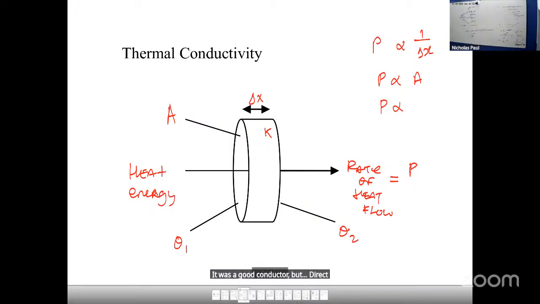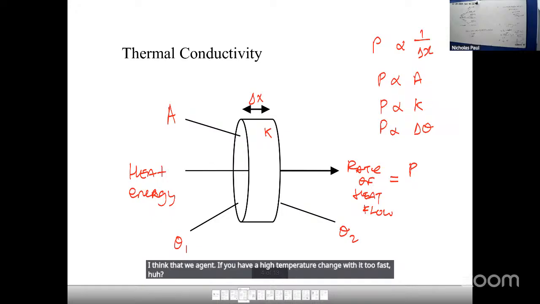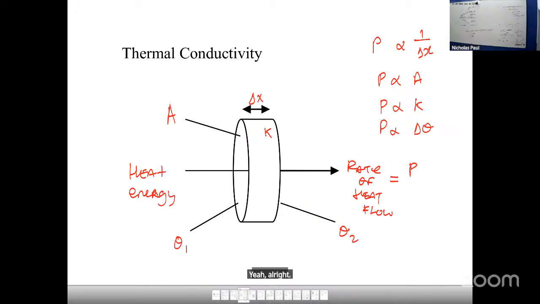Directly? Okay. What do you think about the temperature change, Emma? How do you think they're related? If you have a high temperature change, will it go faster? Yeah? All right. So directly. Anything we left out? Nope, everything's there. So let's see if we can create a little formula from this now.